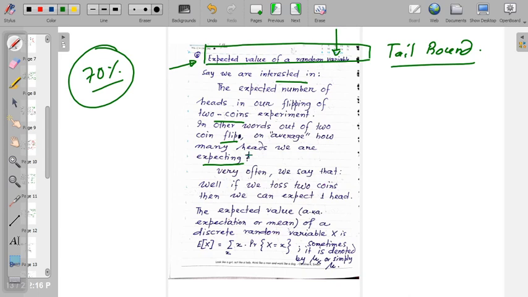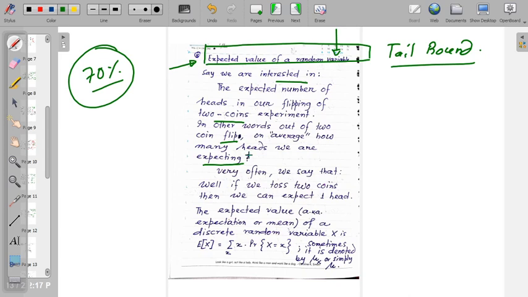So if I'm flipping, say, 100 coins, I'm expecting that 50% of the time I'll have heads. If I'm flipping two coins, then I'll get at least one head. That may be the expectation. Expectation means the average value of that random variable. What average value can that random variable take?